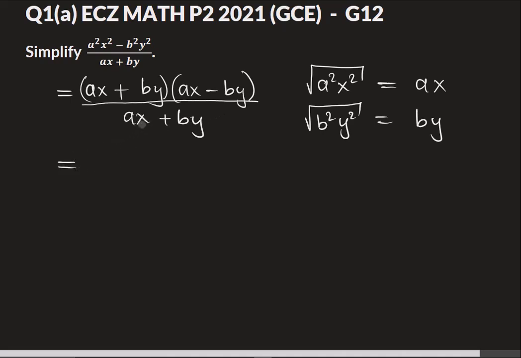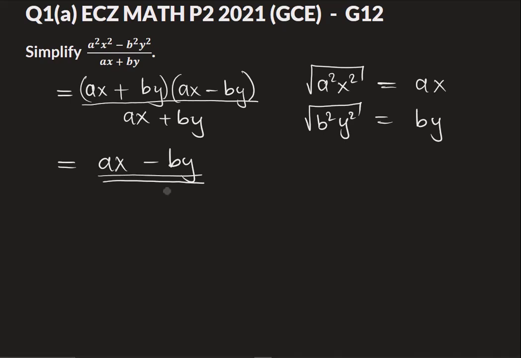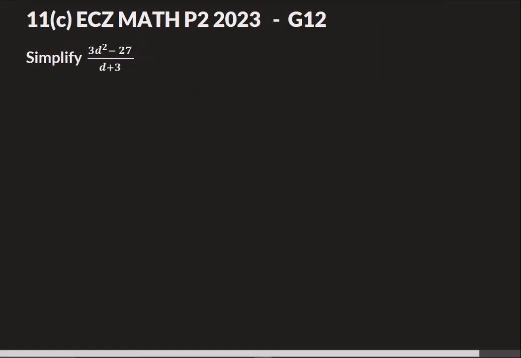You can notice we've got ax plus by both in the numerator and denominator, which we can cancel out and remain with ax minus by. So this here is our solution. This is very simple. Let's do another question.